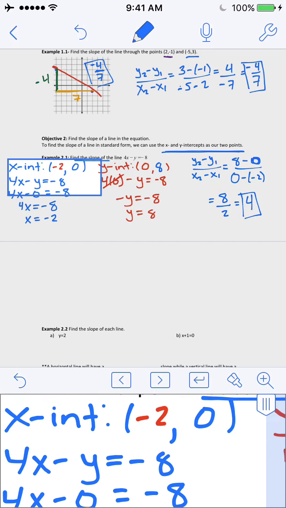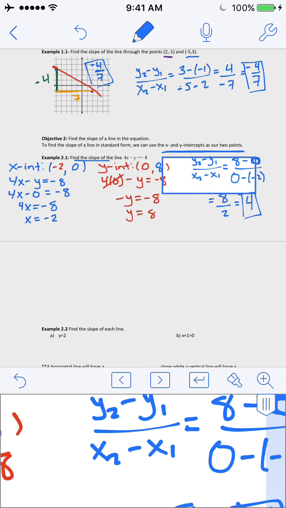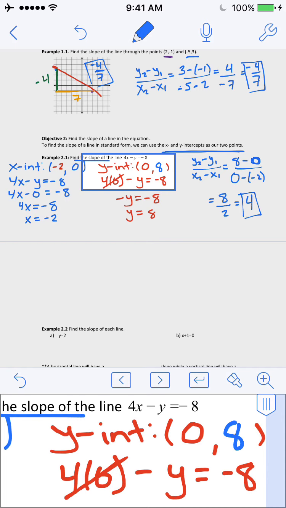Alrighty, so 3 parts to this problem. Find the x-intercept, find the y-intercept, find the slope. Pretty straightforward though, right? Using stuff we've done over and over again. Or at least we've seen in the last section.